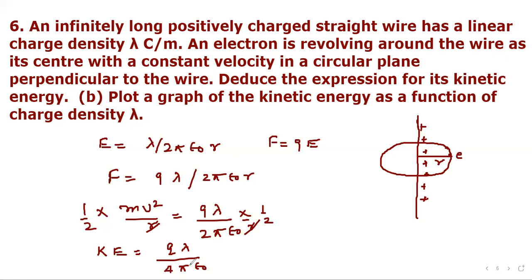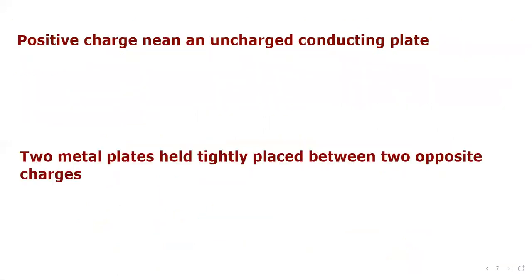Now clearly, we have to plot the graph between kinetic energy as a function of charge density. So KE is directly proportional to lambda. So the graph will be a straight line like this. If this is lambda, this is KE. Now let's consider the next thing.